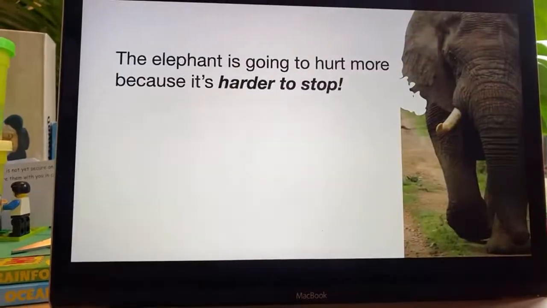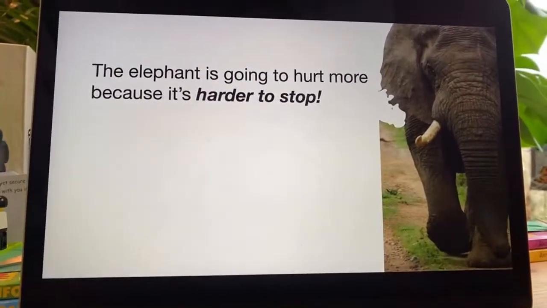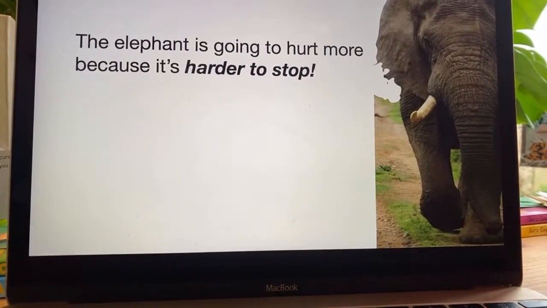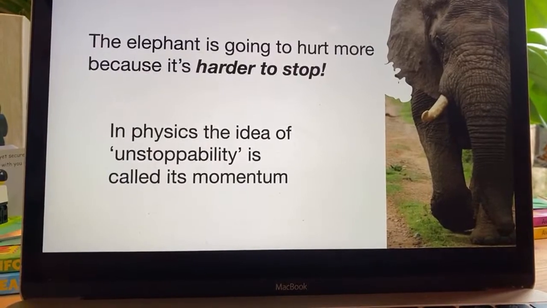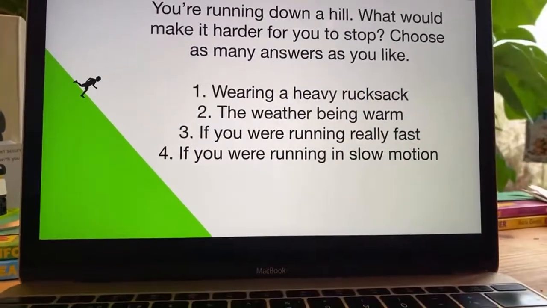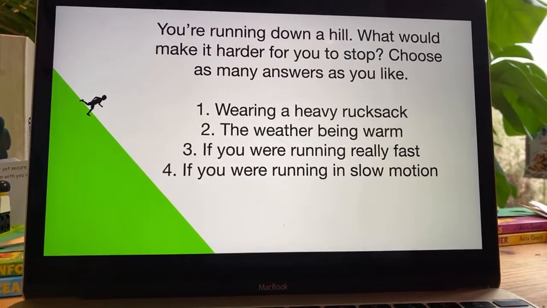The answer to the first one is the elephant is going to hurt you more because, apart from the tusks, it's also harder to stop. So what we're looking at today is this idea of unstoppability, which in physics is called momentum. So a little starter question for you, to start you thinking about momentum relationships.